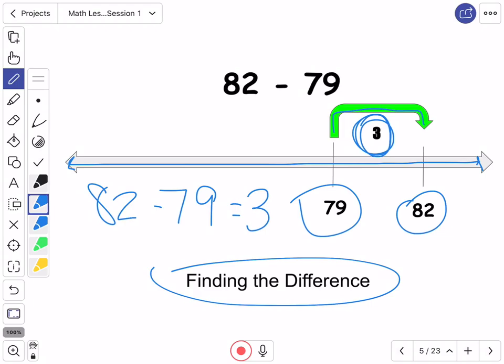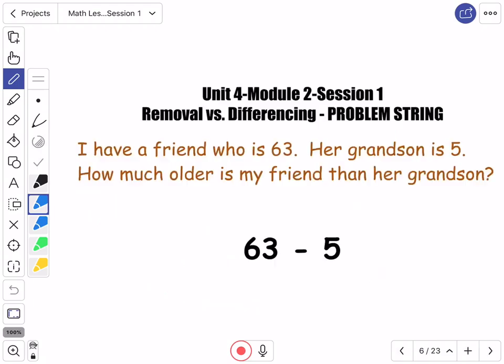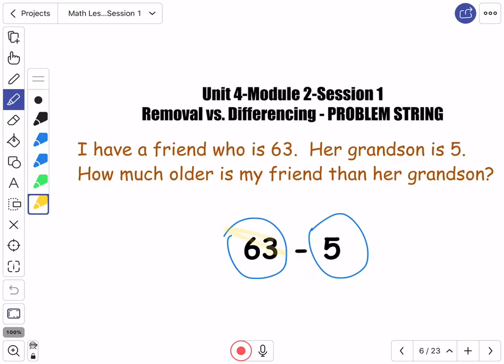All right, we're going to move on to the next problem in the problem string. So be ready. On to the next one. Here we go. The next one is: I have a friend who is 63. Her grandson is 5. How much older is my friend than her grandson? This one's a little bit different, but you can see here that we're trying to figure out what 63 minus 5 is. Can you tell that this one's different because we're starting with a larger number, 63, and we're trying to figure out how much less that smaller number is?